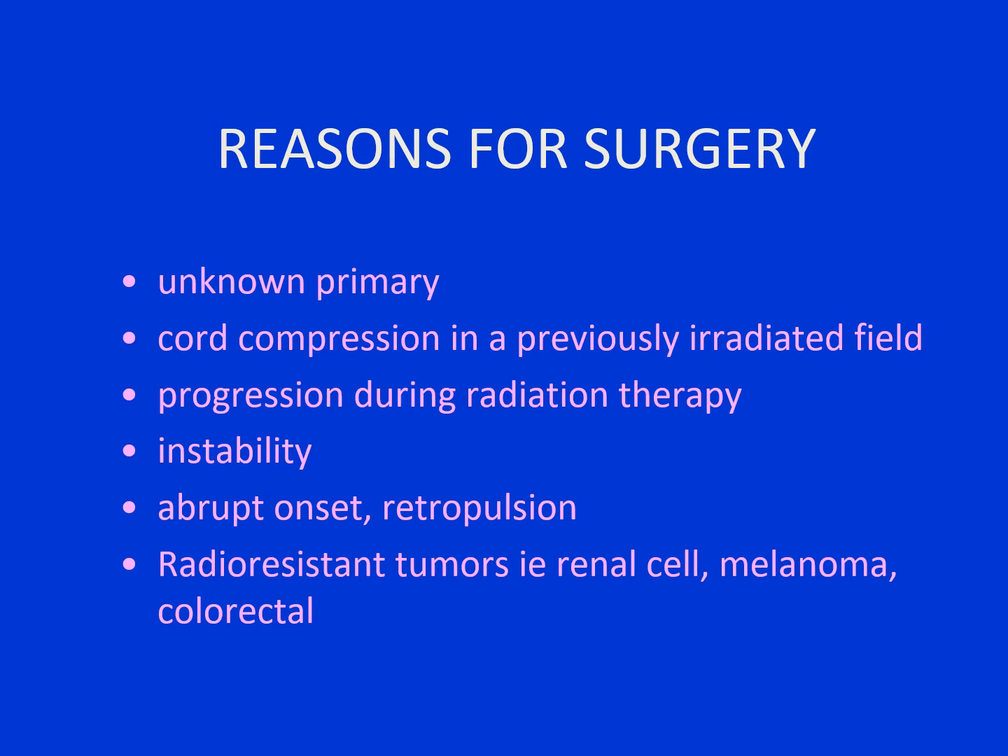People who have the abrupt onset of spinal cord compression usually need surgery. The patient who rolls over in bed, feels a pop and can't move their legs, is a person who almost certainly has bony retropulsion into their spine and compressing their spinal cord. Radiation therapy is not going to remove the piece of bone that's pressing on their spine, and those patients need surgery. Patients who have radio-resistant tumors oftentimes need to go directly for surgery.